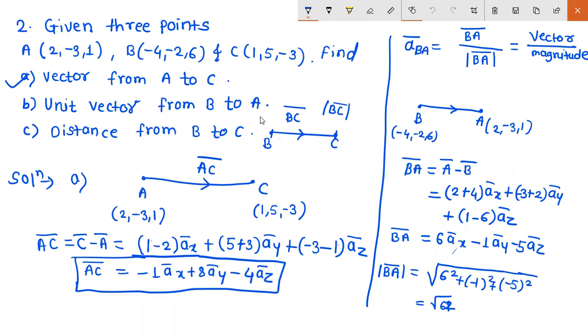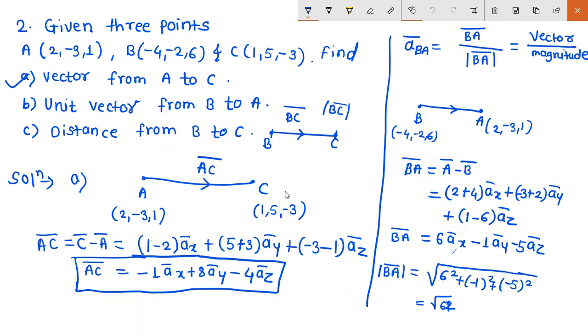So one half example was given as homework. I hope everyone solved this. Can anyone tell me the answer? You can put your answers in the chat box, or anyone just tell me the answer. What is the last one remaining? That is the distance from B to C. So what is the length of this vector B to C?